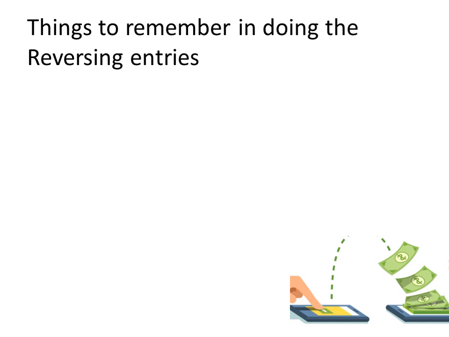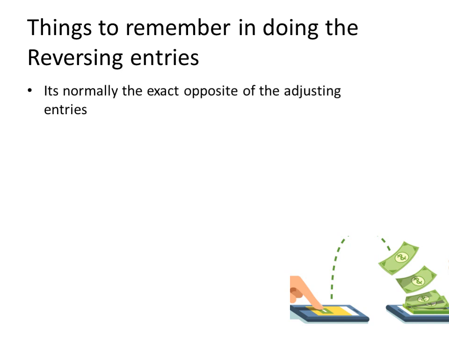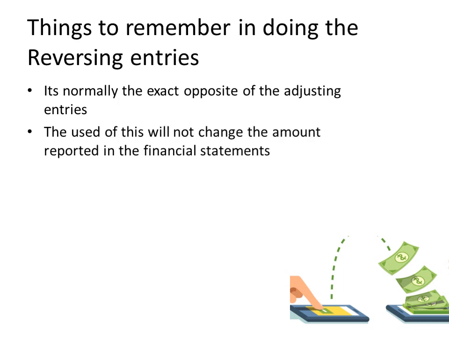So, things to remember in doing our reversing entry. Number one, it's normally the exact opposite of the adjusting entry. And number two, the use of this will not change the amount reported in the financial statements. So, let's remember these two: exact opposite and no change in the financial statements.